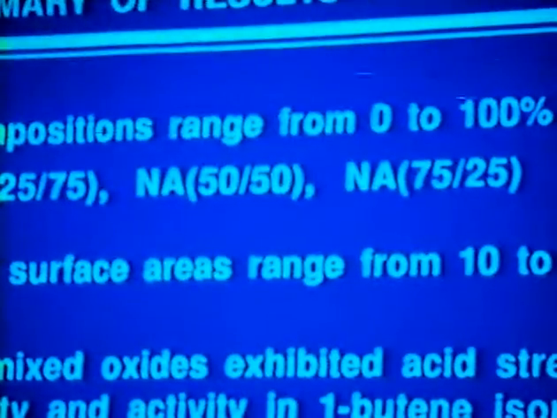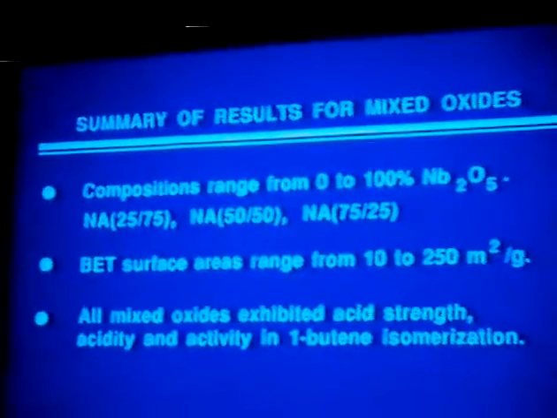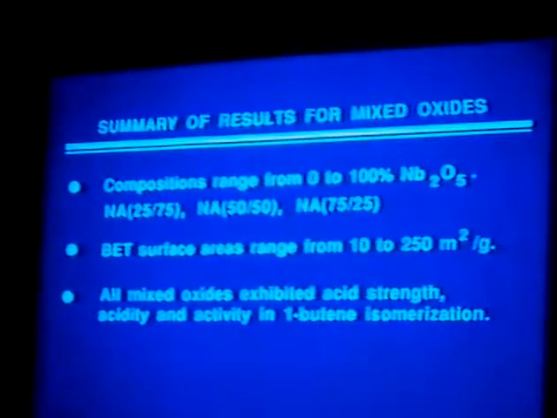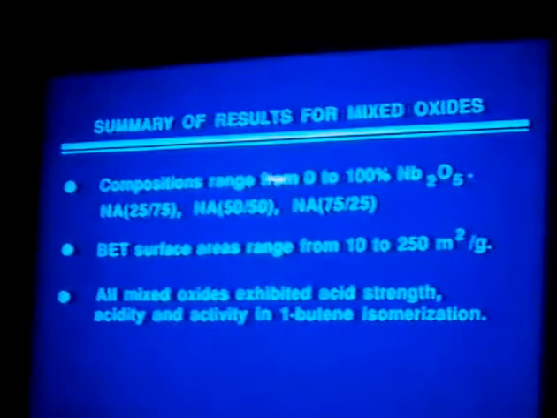Instead of showing you actual data, in the interest of time, I will just summarize the results for this series of mixed oxides in words. By adjusting the amount of precursor used in the solution, we prepared a series of oxides ranging from pure alumina to pure niobia, and three intermediate compositions shown here by the two numbers in the parentheses representing mole percent. So an NA 50-50 sample is a niobium alumina mixed oxide containing 50 mole percent niobium and 50 mole percent alumina.